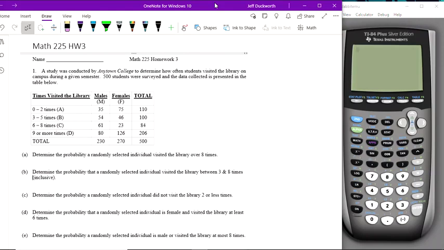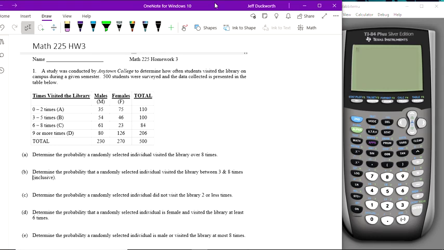Okay, so I'm going to do the homework from number 3 for this class to give you an idea of the methodology of what I'm doing, my thought process as I'm going through these problems. So problem 1, a study was conducted by Anytown College to determine how often students visited the library on campus during a given semester. 500 students were surveyed and the data collected is presented in the table below.